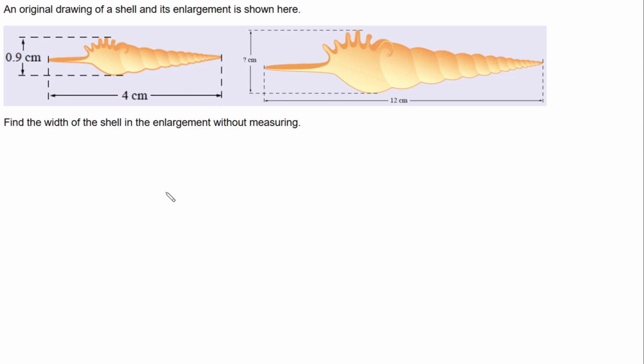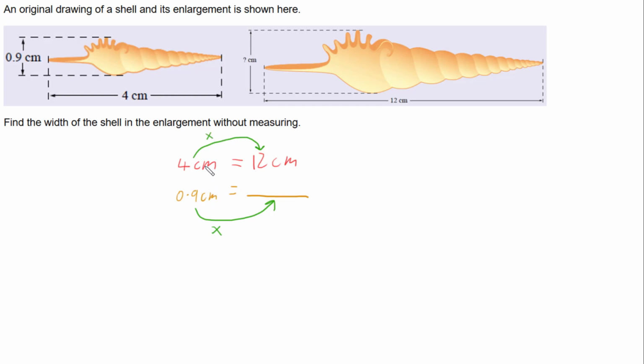And the halo method is we write down what we know. So I know that the length, the 4 centimeters, matches up with the enlargement's length of 12 centimeters. And I know that the width of the original is 0.9 centimeters, and I want to match that up to an unknown width. And what we can do is work out, okay, what do I need to multiply 4 by to get to 12? And then I can multiply the 0.9 by the same thing, and we get our answer.